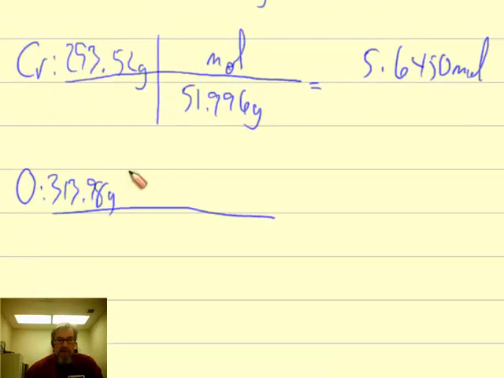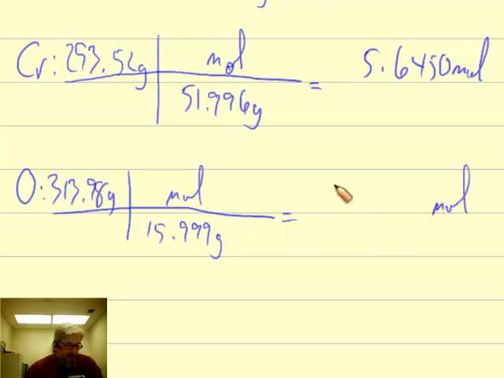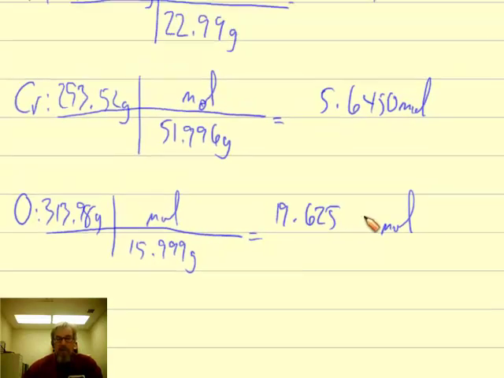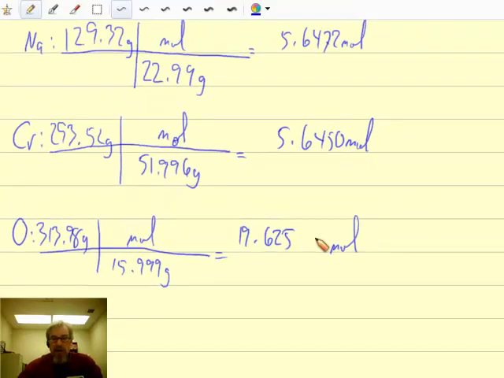Oxygen, same thing, only oxygen's molar mass is 15.999 grams per mole, and this will tell us how many moles of oxygen are present. The calculation shows 19.625 moles. Well, it's a pretty close call here, but the smallest number of moles is that found in chromium. So this is going to be our 1. We're going to assume this is a subscript 1 here. And we'll base our other ratios on that.